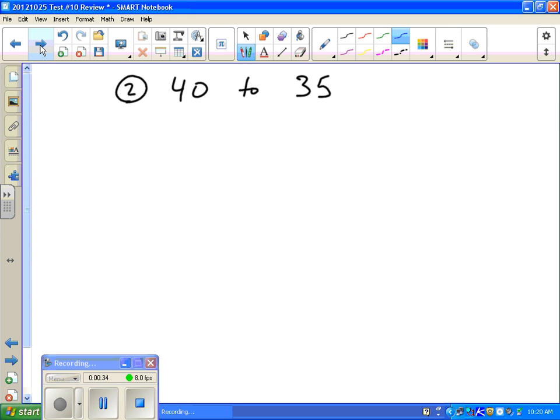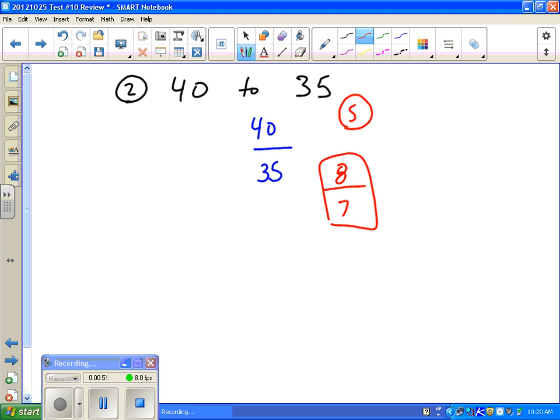Number 2 says 40 to 35. 40 to 35 means 40 over 35. The number 5 goes into both of them. That's going to be the number you're going to use. 5 times 8 gives you 40, and 5 times 7 gives you 35. So 8 over 7.